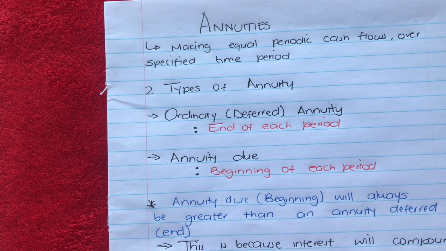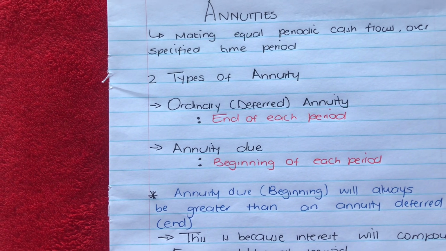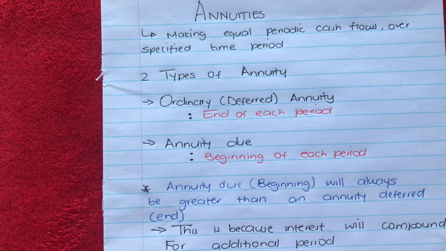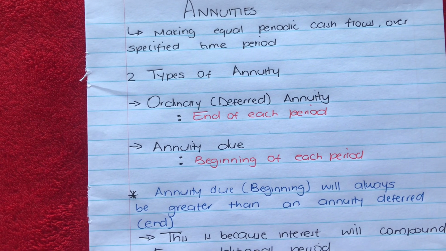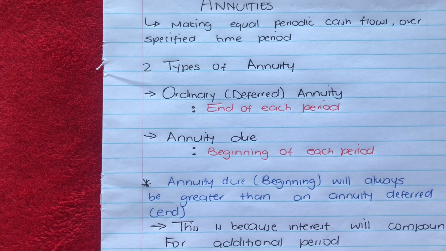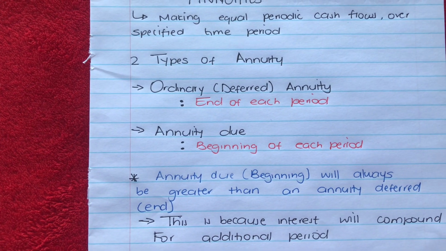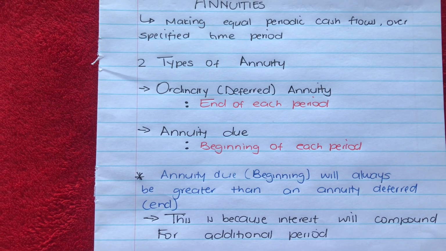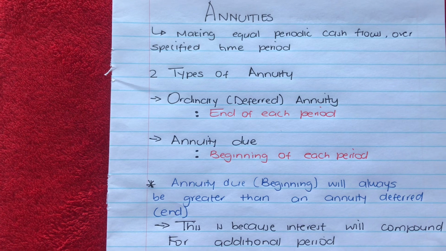With the ordinary annuity, we are dealing with making the payments at the end of each period. With the annuity due, we are making a payment at the beginning of each period. You will find that the annuity due will always be greater than the ordinary annuity, and we are going to understand this using a simple calculation. The reason is the interest that will be earned for the additional period in an annuity due.